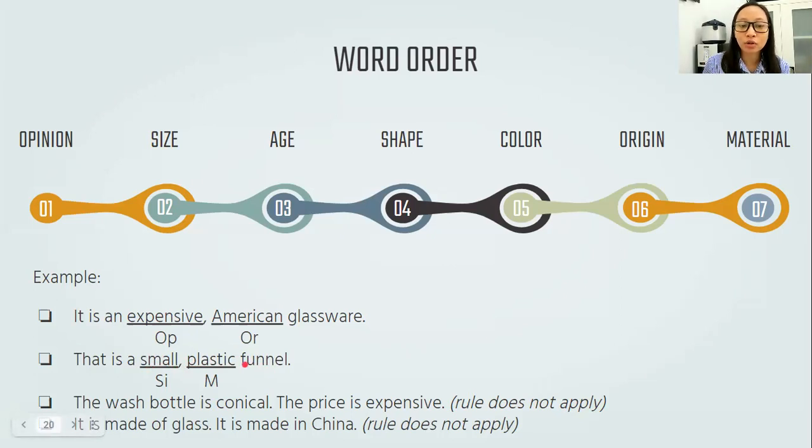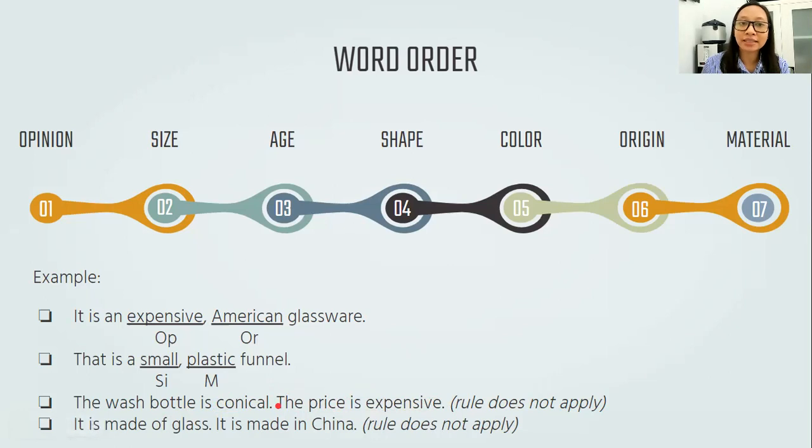Rule OSASCOM hanya berlaku jika there is more than one adjective in one noun phrase. Ini ada dua ya, small dan plastic. Nah, gimana kalau dalam satu kalimat hanya ada satu adjective aja? Boleh. The wash bottle is conical. The price is expensive. Nah, kalau seperti ini, mau conical dulu dijelaskan boleh, mau expensive dulu dijelaskan boleh, karena ini sudah kalimat yang berbeda. They are in different sentences.